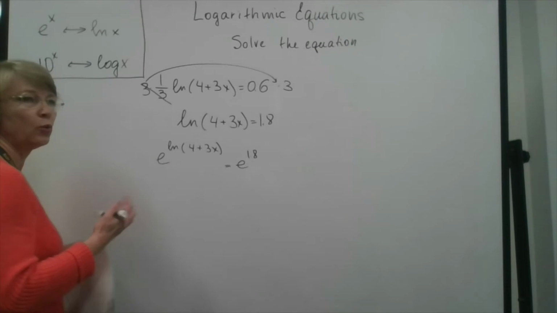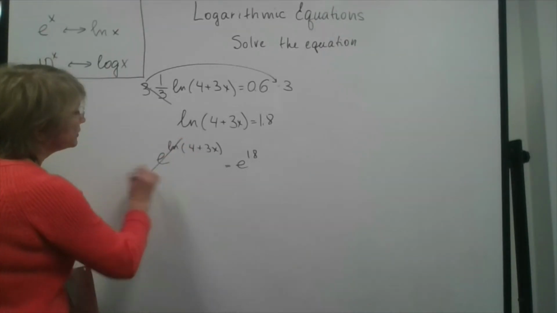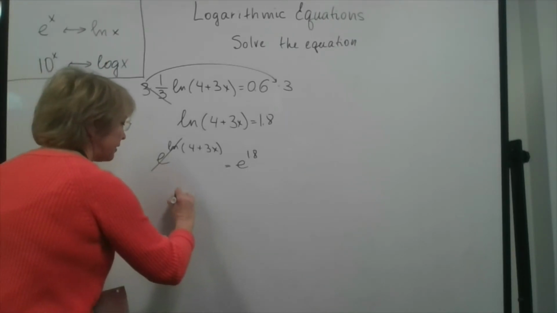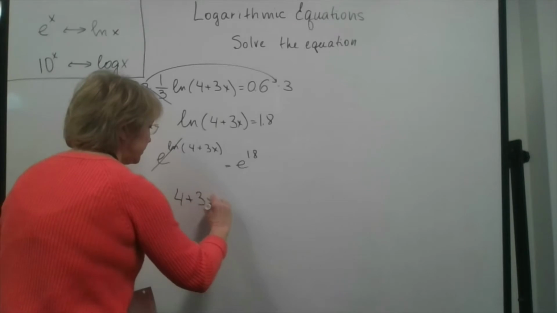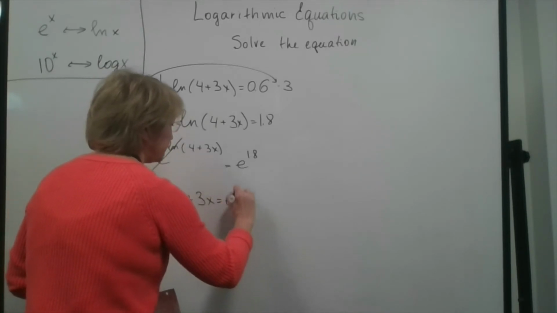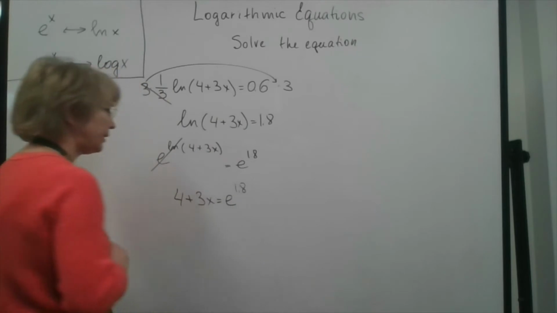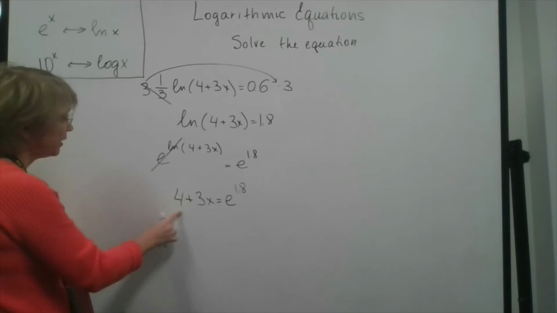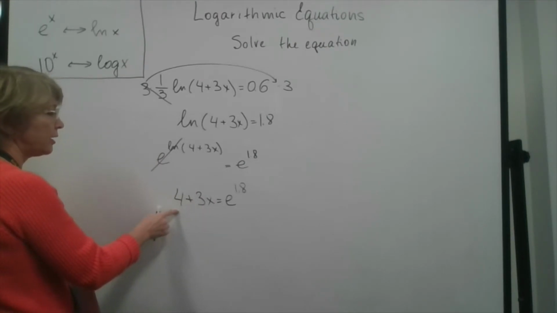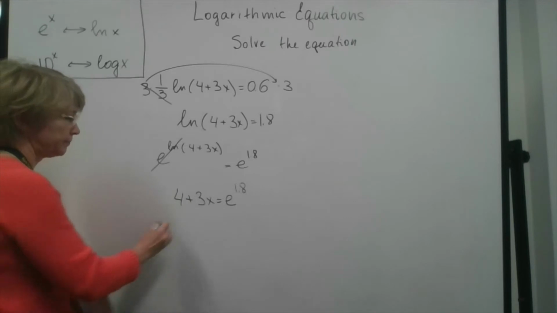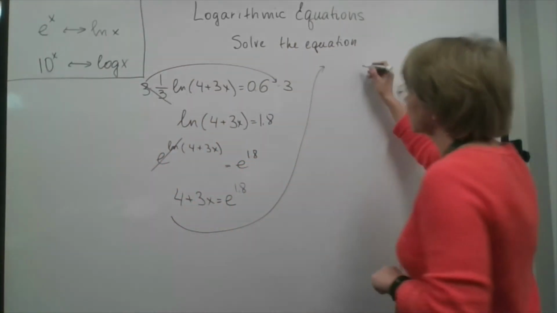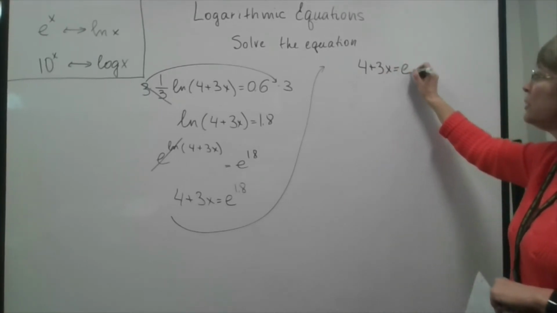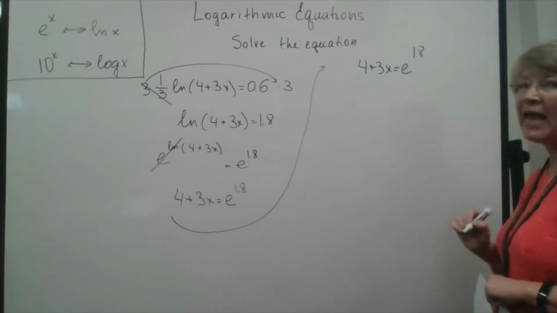What will we do next? Why did we do this? To cancel this out, because they're opposite. So right now we will have 4 plus 3x is equal to e to the power 1.8. My variable x is right here. And we got a linear equation now. Now we have to solve it. We will do it right here. 4 plus 3x is equal to e to the power 1.8.